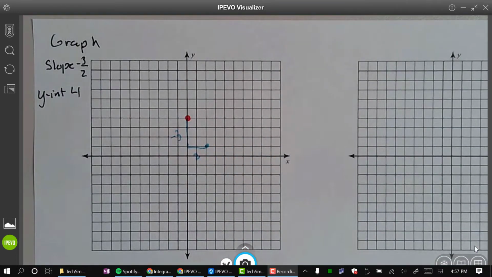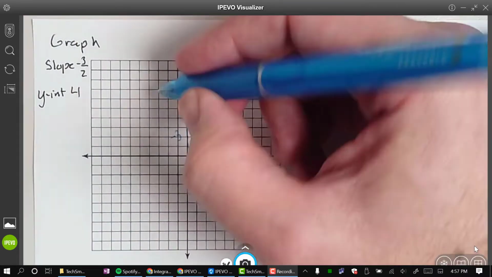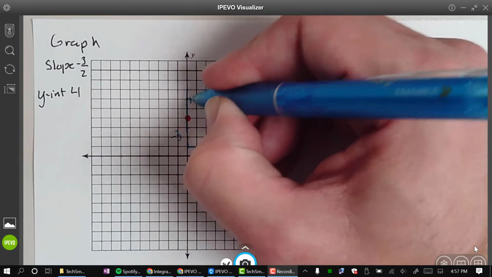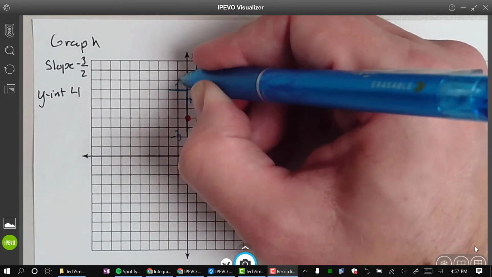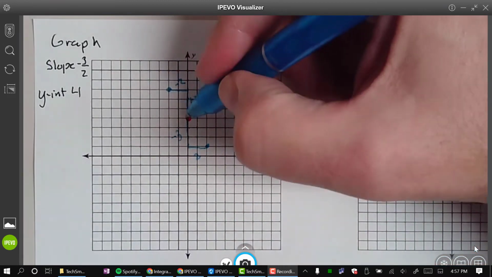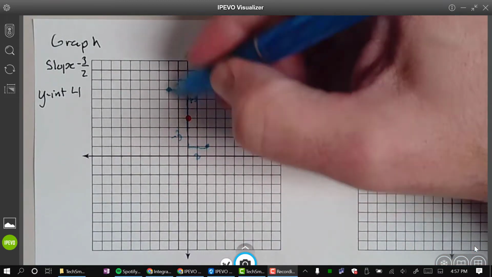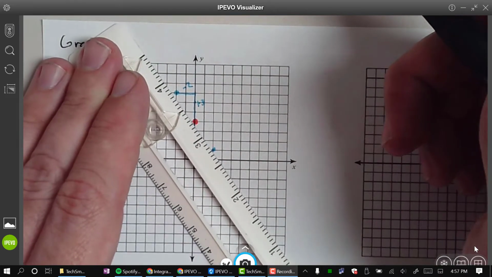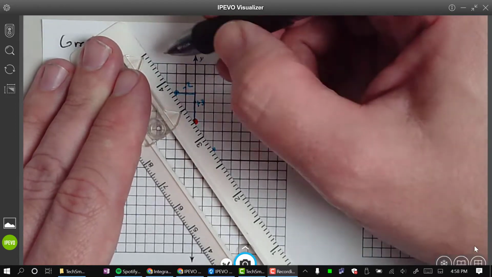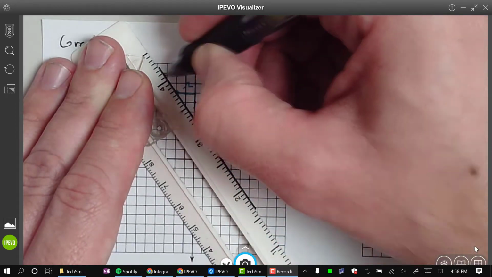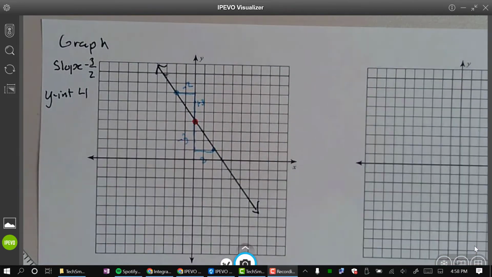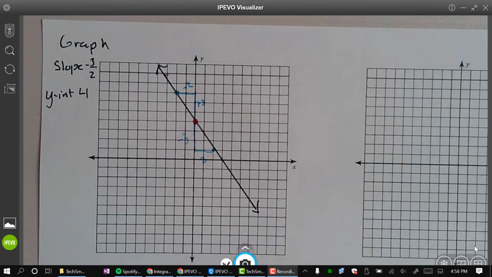Now, if I wanted to put the negative with the 2, I could. That would give me up 3, 1, 2, 3, and then to the left 2. And you'll notice that both of these points are on the same line. So it doesn't matter which way I go, it's going to give me the same result. So I'm going to connect this up, and I'm going to draw my line. And there we go. That's how we graph out this problem.